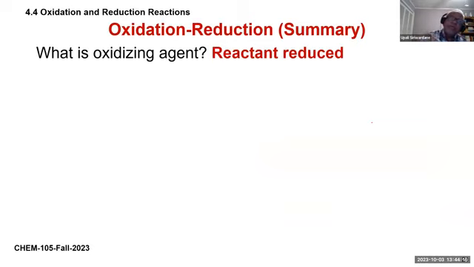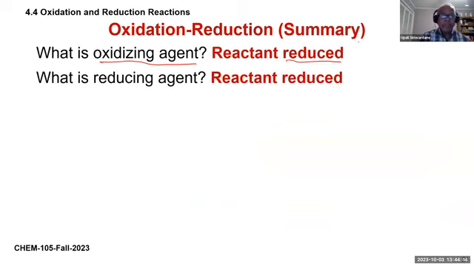Now we also use the term oxidizing agent. The oxidizing agent is the substance that is reduced. You only look at the reactant side to figure it out. You look at the reactant side of the redox reaction and find which one is reduced, and that is the oxidizing agent. If you find which one is oxidized, that is the reducing agent.